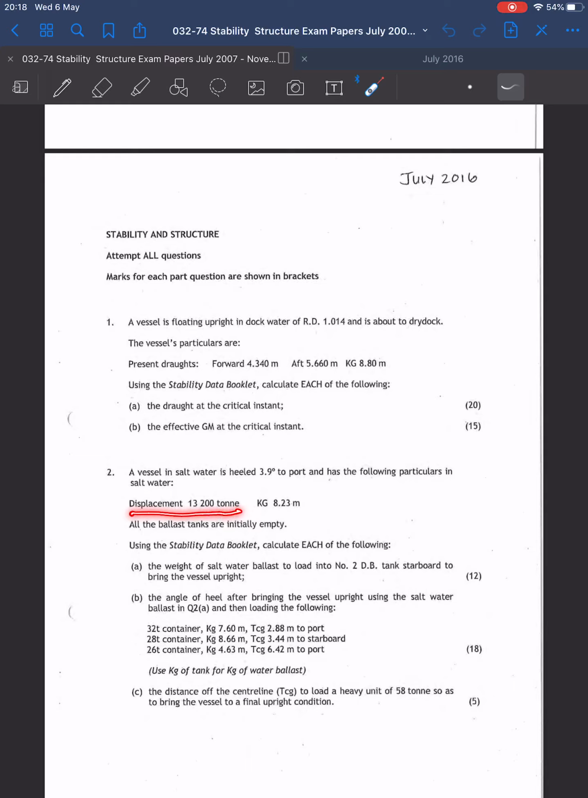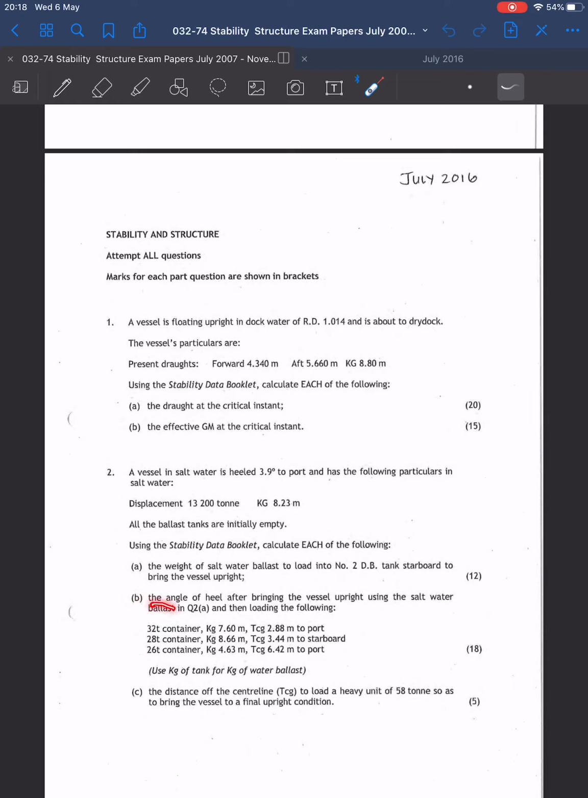Displacement 13,200 tons, KG 8.23 meters. All the ballast tanks are initially empty. Using the stability data booklet, calculate each of the following. A. The weight of saltwater ballast to load into number 2 DB tank starboard to bring the vessel upright.